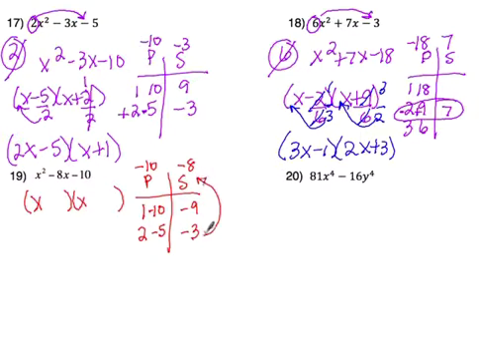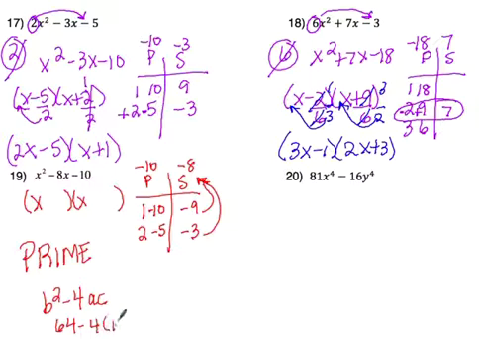So if they don't work here, if they do not give me the negative 8, this is now prime. The other way you can tell that it's prime is to put this into that b squared minus 4ac, which would be 64 minus 4 times 1 times negative 10, which gives me 104. Well, is 104 a perfect square? No, 100 is, but not 104. So since that is not a perfect square, it is not factorable, so that's why it is prime. So number 19 is prime.